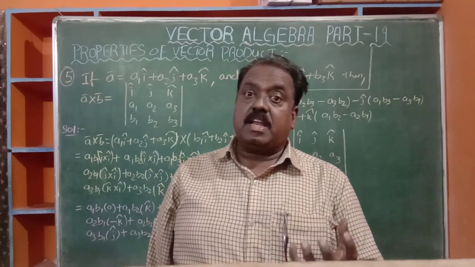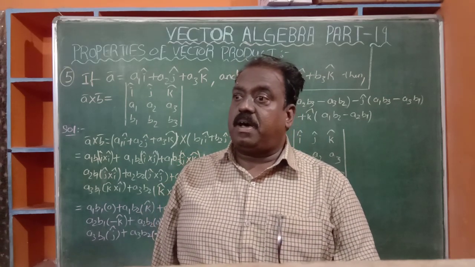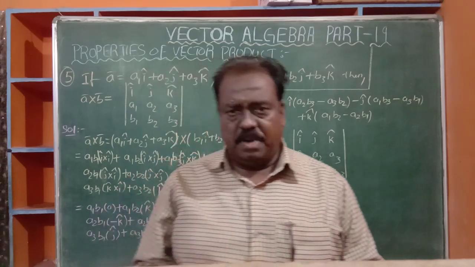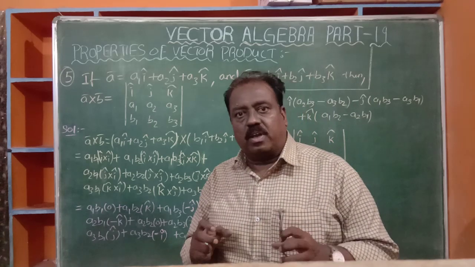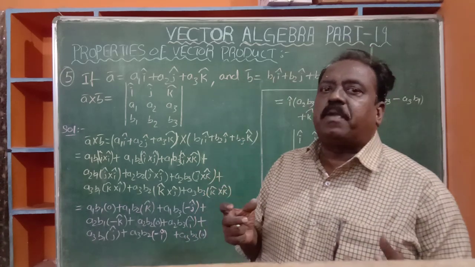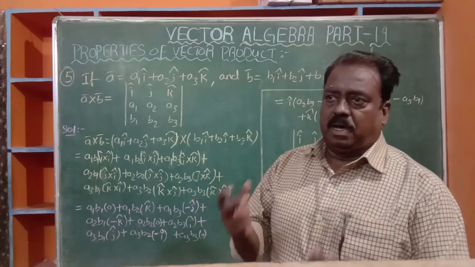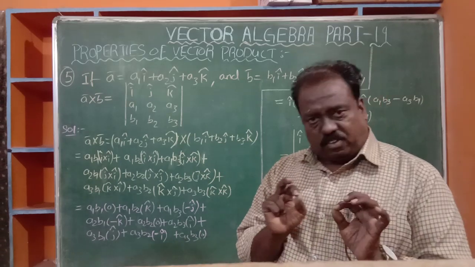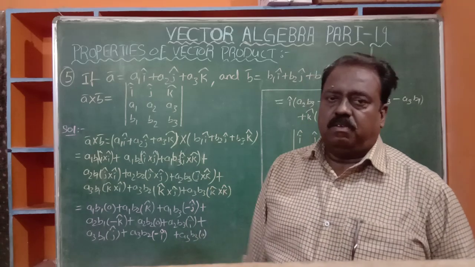Whereas A bar cross B bar is mod A bar, mod B bar, sin theta, n cap. There the problem is there. But you simply take that concept and apply it. How can we apply the formula? How can we solve the problem by using this formula? That's all. Slowly you can understand.